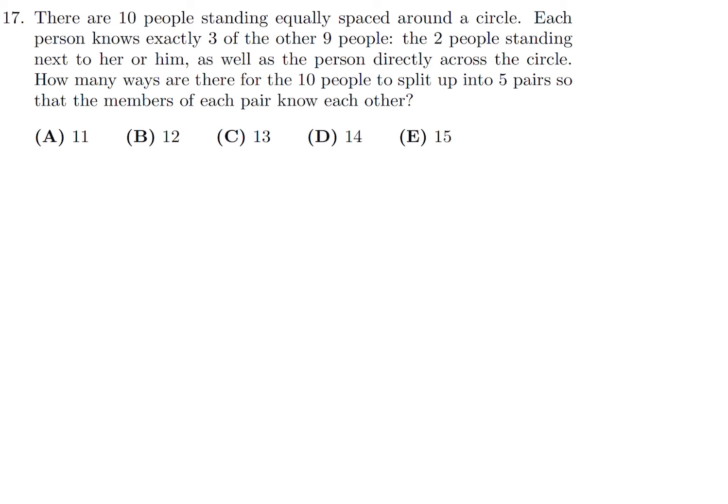There are 10 people standing equally spaced around a circle. Each person knows exactly 3 of the other 9 people: the 2 people standing next to her or him, as well as the person directly across the circle. How many ways are there for the 10 people to split up into 5 pairs so that the members of each pair know each other? All right, so we are going to do this in a diagrammatic way, and here we go.